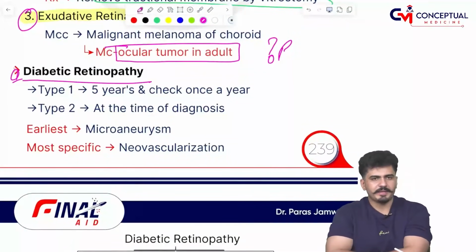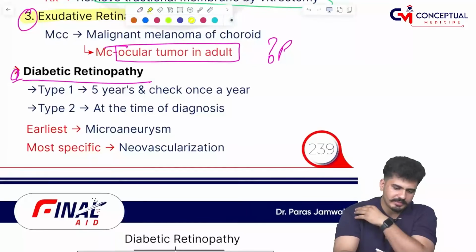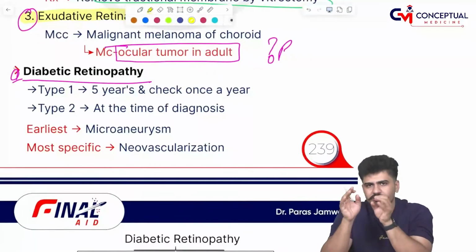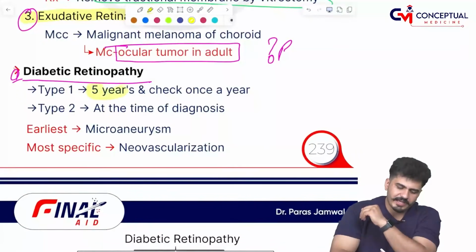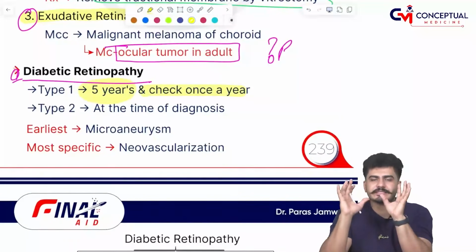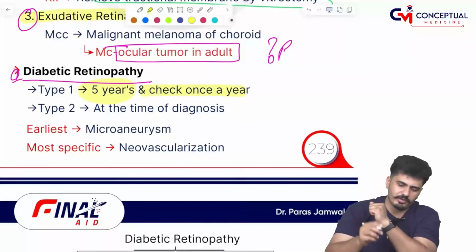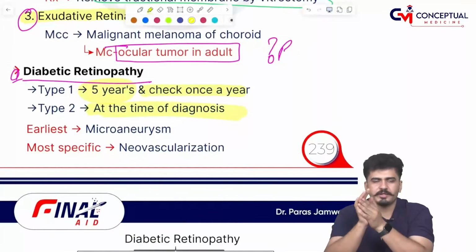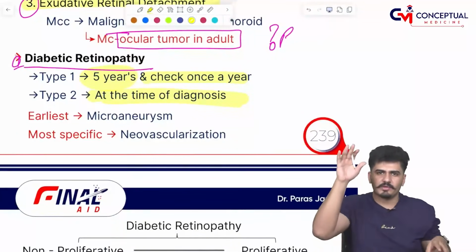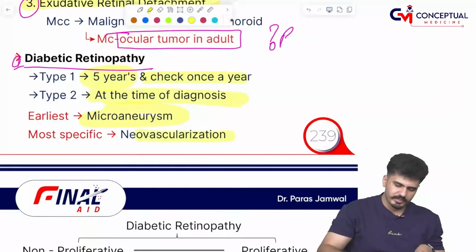Now, diabetic retinopathy, in type 1 diabetes and type 2 diabetes. In type 1 diabetes, which is insulin dependent, when should you suspect retinopathy? After 5 years, and check every year. If type 2 diabetes mellitus, which is insulin independent, you have to test for diabetic retinopathy at the time of diagnosis itself. The earliest feature is microaneurysm, and the most specific feature is neovascularization.